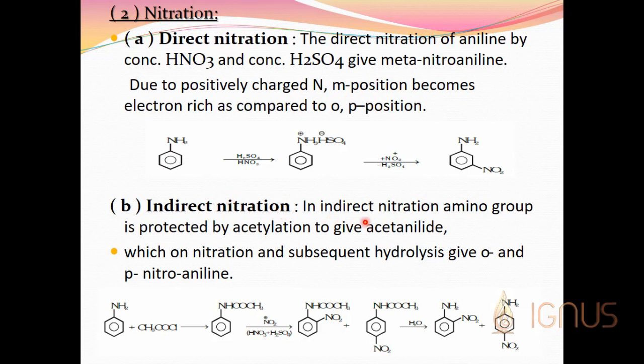Next, indirect nitration. In indirect nitration, amino group is protected by acetylation to give acetanilide. Here, first, this amine group is protected. That means it is made to react with acid chloride. Hence, you will be getting NHCOCH3, an acetanilide. Then it is nitrated. In this case, you will be getting ortho and para product separately. Again, if you hydrolyze these, this NHCOCH3 bond will break and you will be getting amine as the product. Ortho and para nitroaniline as the product.